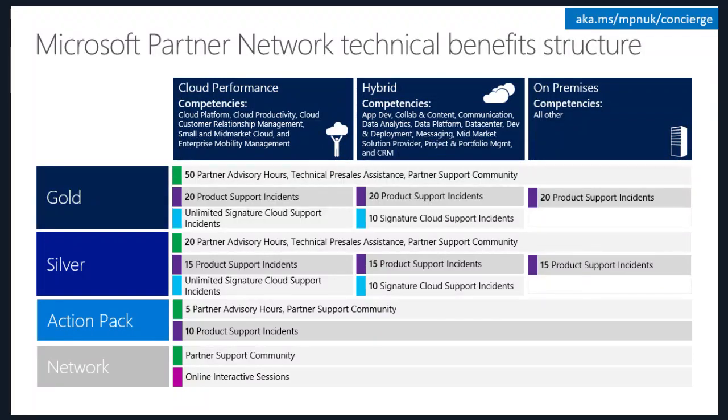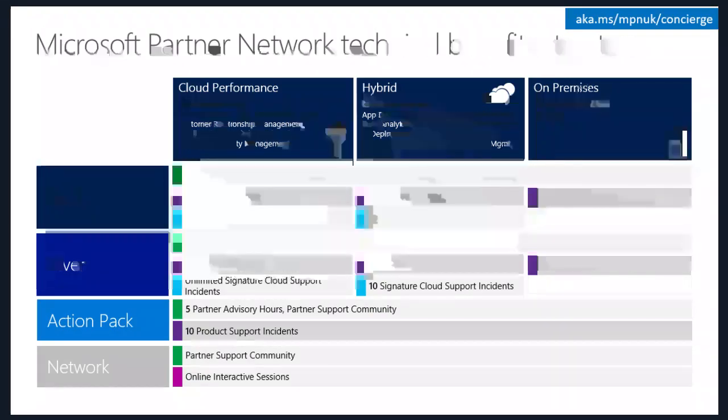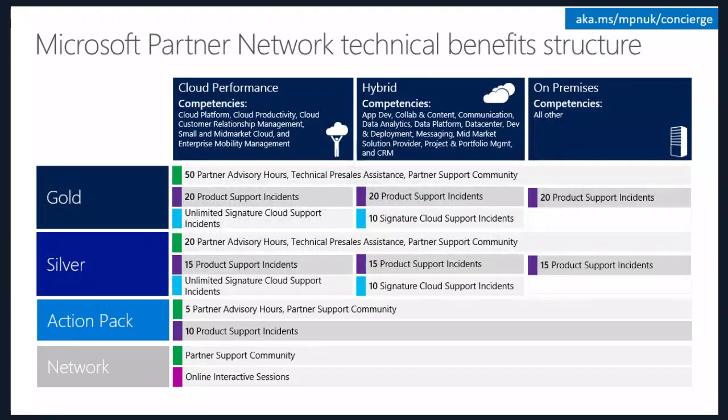And then as a gold partner, which is the highest level, the signature cloud support entitlement is the same, so it's unlimited for cloud competencies and you get 10 instances for hybrid competencies. And the key difference here for support for gold partners is that they get access to 50 advisory hours and 20 product support instances. So it's worth noting also here that although it's not on the slide, if you achieve a gold cloud competency, then you will also be given access to the MPN Concierge team, and that's designed to ensure you're fully leveraging all of your partner benefits and that you retain your gold cloud competency.